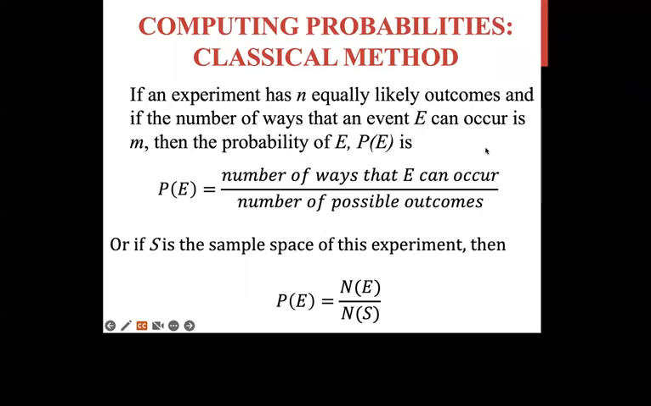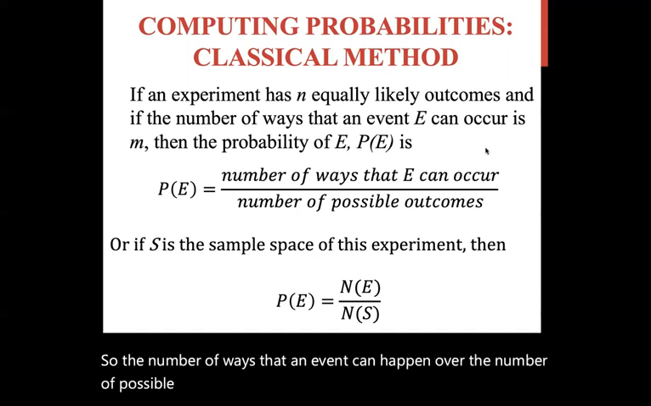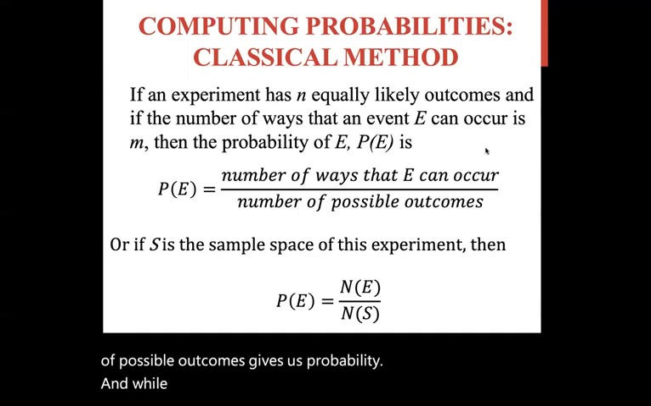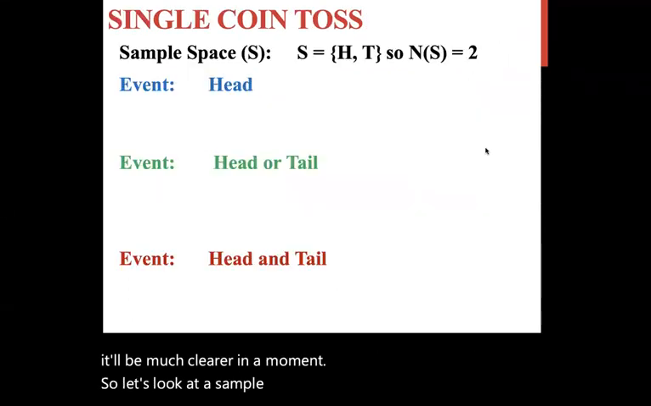So stating it yet another way, and these all mean the same thing. The number of ways that an event can happen over the number of possible outcomes gives us probability. And while this all sounds great in theory, in the practical examples, it'll be much clearer in a moment. So let's look at a sample space of a very simple event.